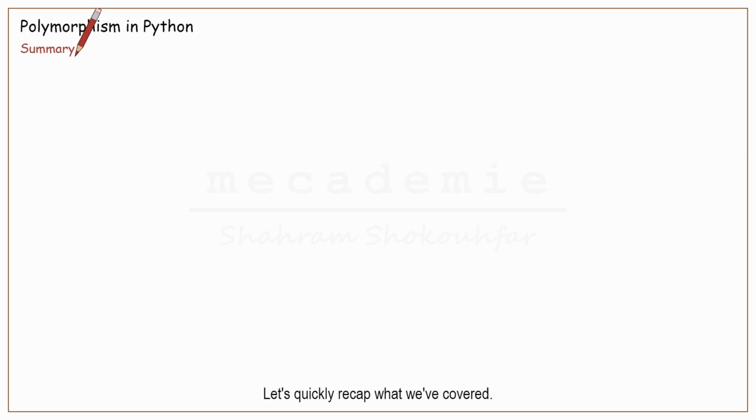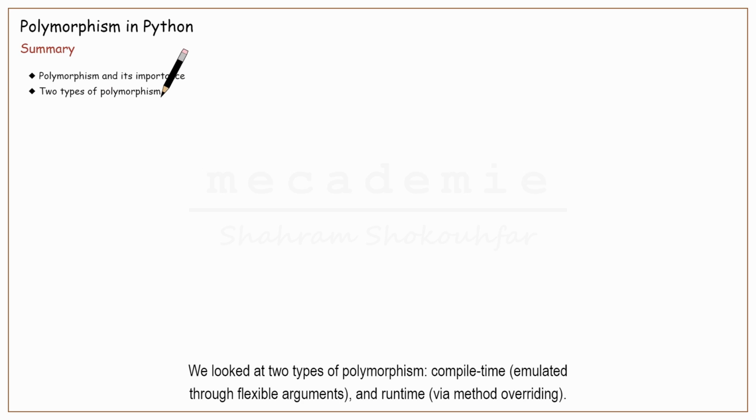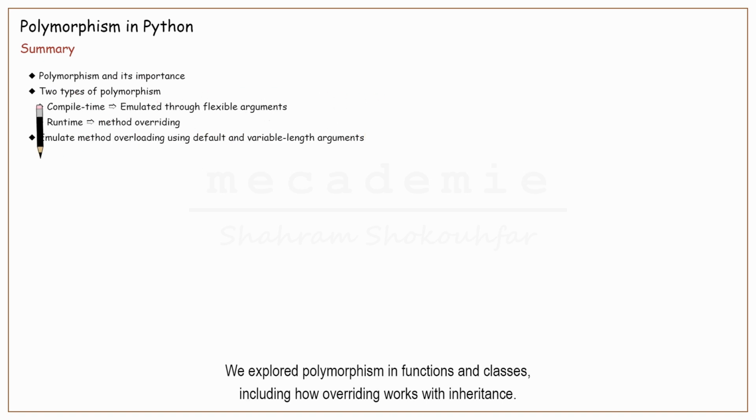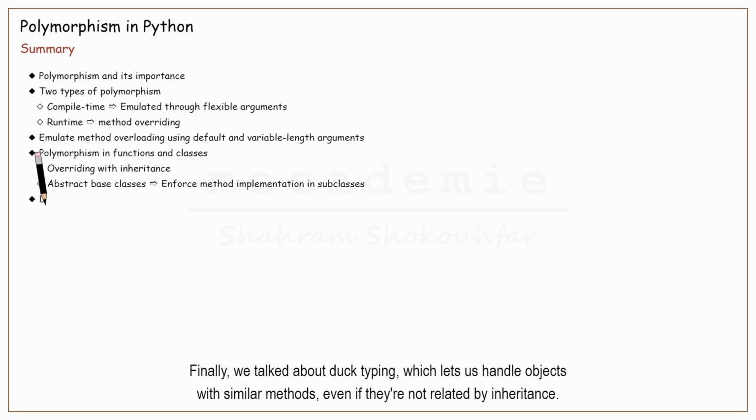Let's quickly recap what we've covered. We started by defining polymorphism and discussed why it's important in Python. We looked at two types of polymorphism: compile time, emulated through flexible arguments, and runtime, via method overriding. We saw how to emulate method overloading using default and variable length arguments. We explored polymorphism in functions and classes, including how overriding works with inheritance. We introduced abstract base classes to enforce method implementation in subclasses. Finally, we talked about duck typing, which lets us handle objects with similar methods, even if they're not related by inheritance.